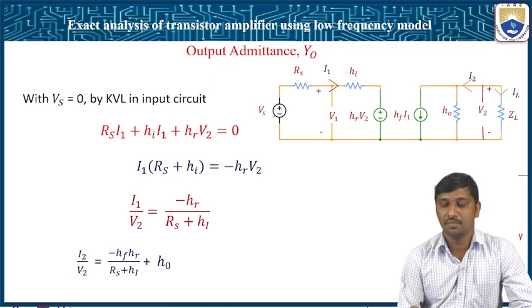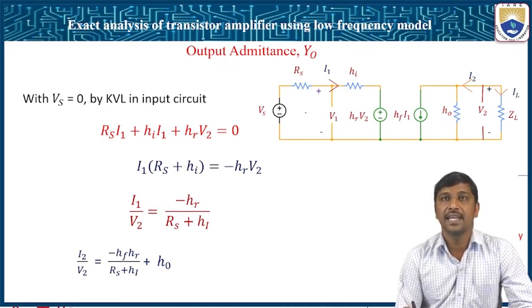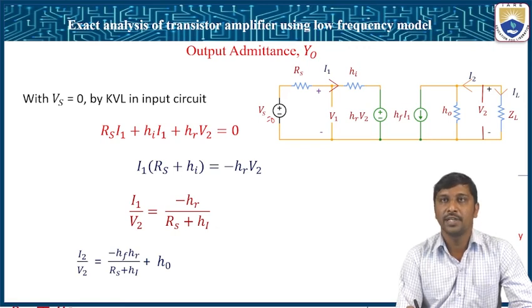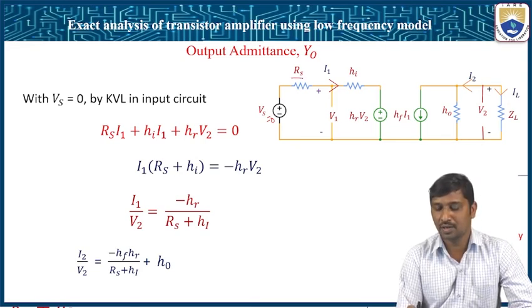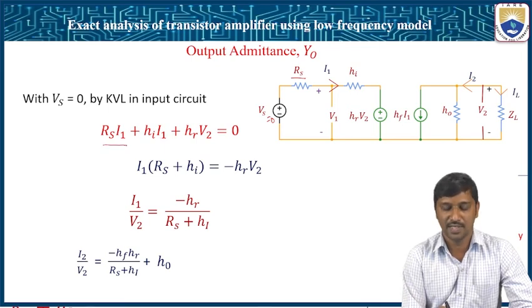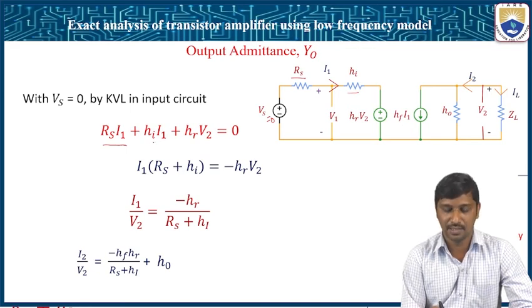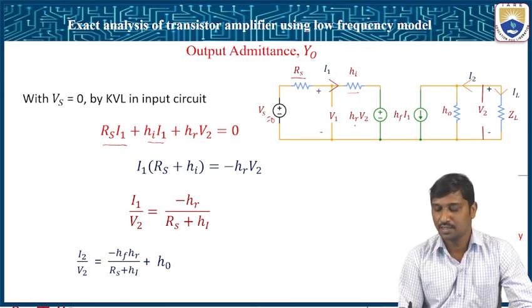And here I'm going to observe the case when the input voltage is 0. From this, I'm going to apply KVL at the input circuit when Vs is equal to 0. Vs equal to 0 means this voltage source is replaced with a short circuit. Hence, we assume that Vs is 0. When Vs is 0, the voltage drop across this Rs is represented as Rs times I1, and the voltage drop across the input impedance is represented as HI times I1 plus HR times V2, that is equal to 0.